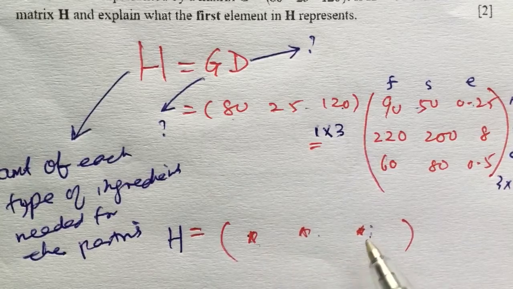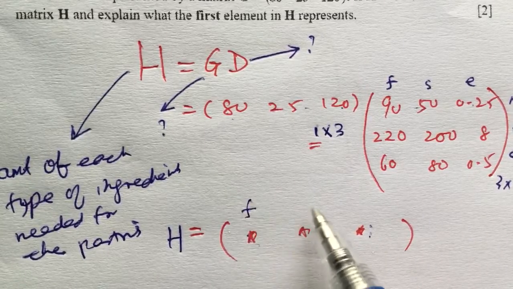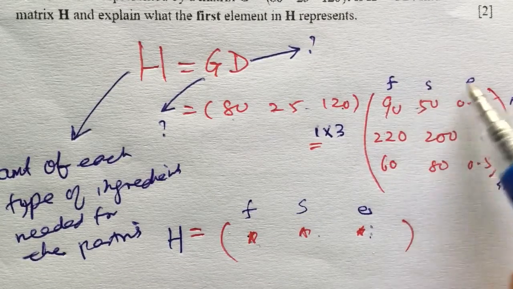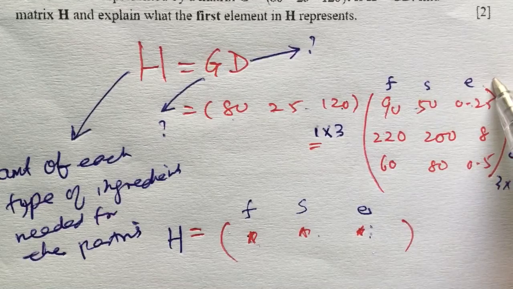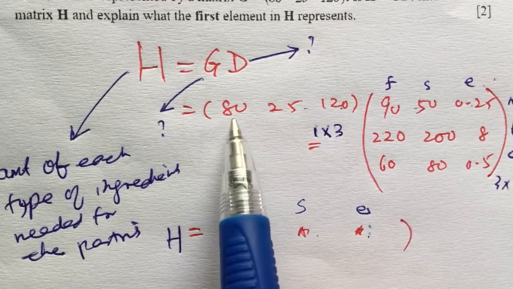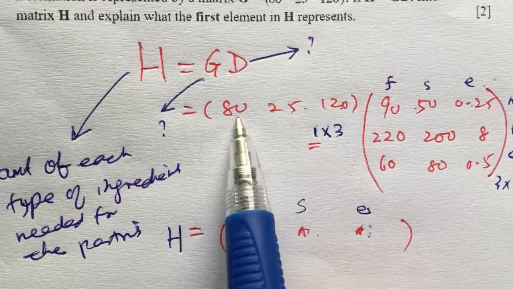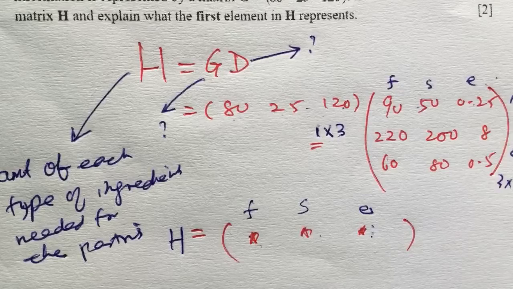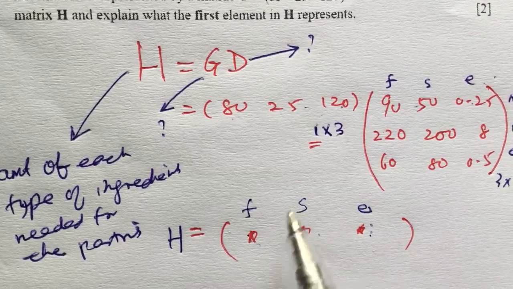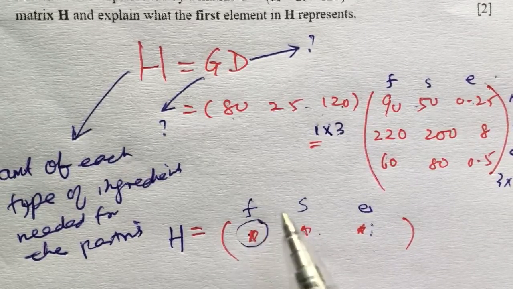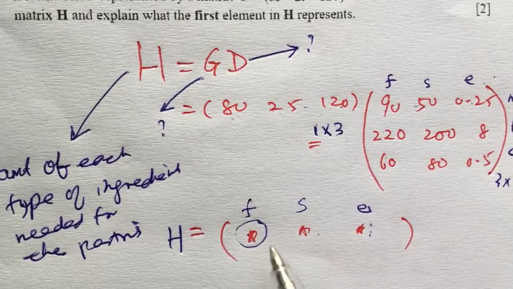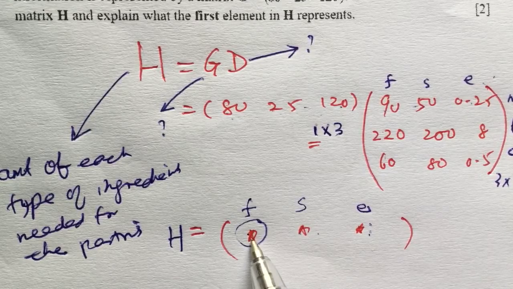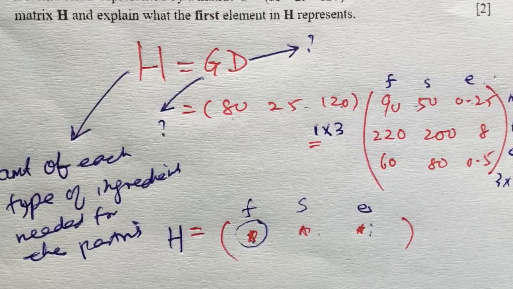1, 2, 3 elements. So this must represent flour, this must represent sugar, this must represent egg. You follow this order, right? Flour, sugar, egg. Okay, this is for muffin, taro, and cookie. So you take the row, multiply column, you actually correspond to this. So the first element in H, because that's what the question is asking, will represent the total amount of flour needed to make the pastries on Sunday.